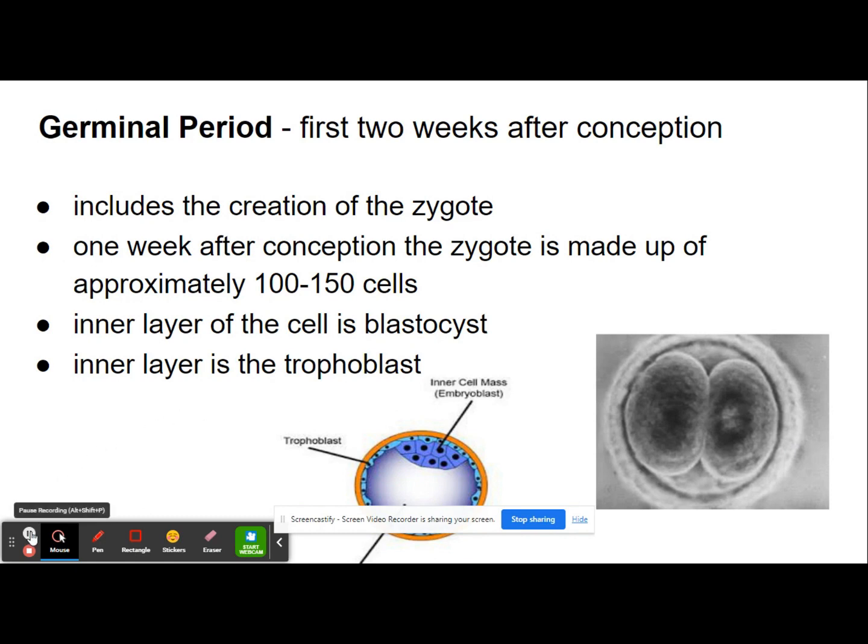The outer layer of the cell is a blastocyst, and the inner layer is the trophoblast.